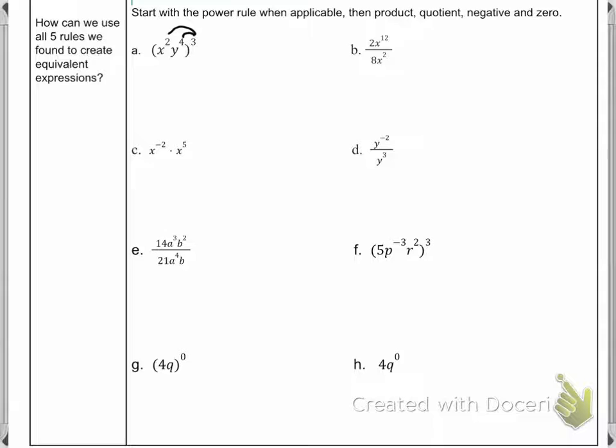The one thing I'm going to tell you is, you still want to use that power rule first when you can. So when there's parentheses with that exponent on the outside, you want to do that power rule first. And then you can use your other rules: product, quotient, negative, and 0. So give it a shot. Try them all. You probably will make mistakes. That's okay. And then go ahead and press play again when you're ready.